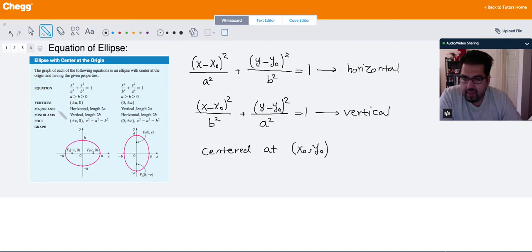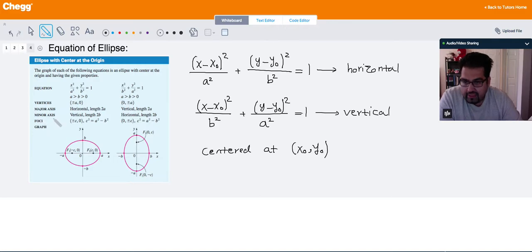In ellipses, we have a major axis and minor axis. The major one is the one which is longer. As you see, it has a length of 2a because from 0 to a, that's 1a, and then from negative a to 0, that's another a, so it becomes 2a. Same thing is true for the vertical: from 0 to a, and then negative a to 0, that's 2a as the length of the major axis. So the major axis has a length of 2a, no matter whether it's horizontal or vertical.